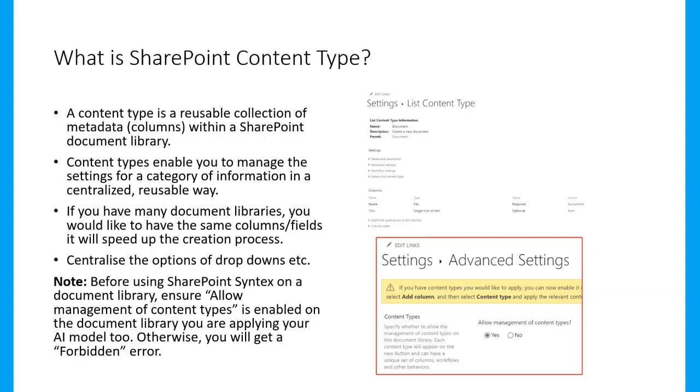So in the document library, there's a settings area you can get to by clicking the cog, then clicking on library settings. In advanced settings, you would then find at the very top, it says allow management of content types. Quite often by default, that's set to no. You just need to make sure that's set to yes before you start trying to apply SharePoint Syntex AI models on top of your document library.